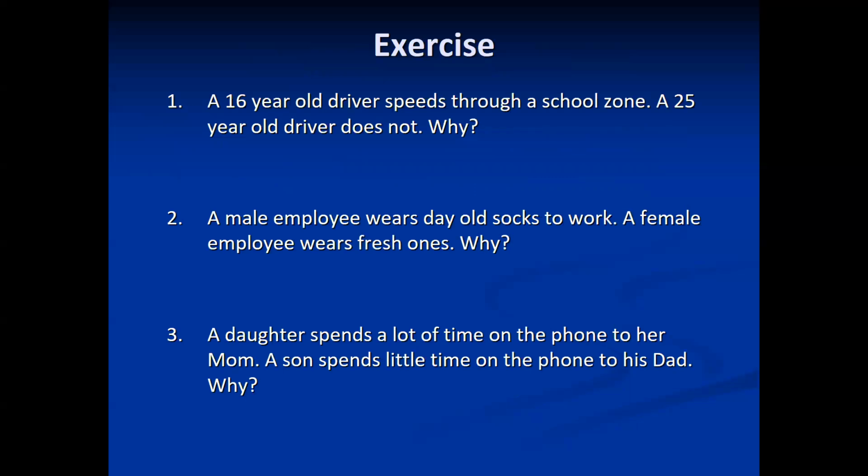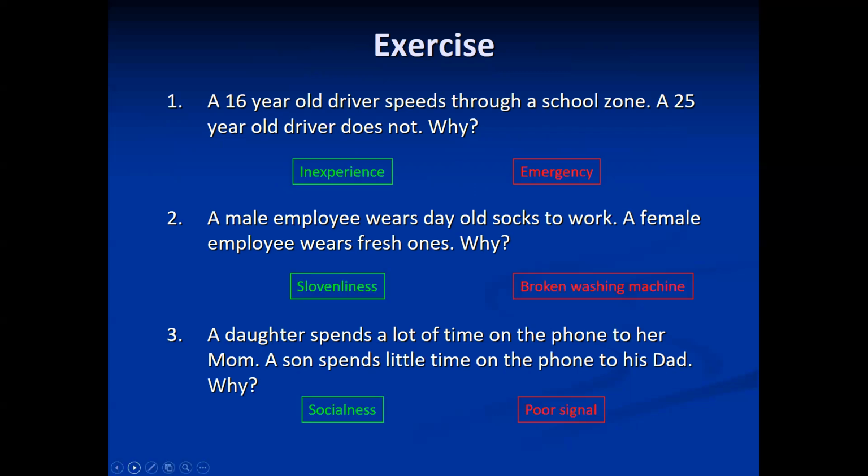Attempt the exercise shown. Make an attribution for the 3 behaviors described. In this exercise, people typically put the driving behavior down to experience, the dress behavior down to slovenliness, and the phone behavior down to socialness. That is, they make internal attributions. They put the behaviors down to personal characteristics, skills, temperament, or attitudes.